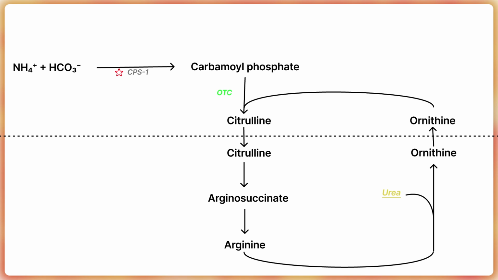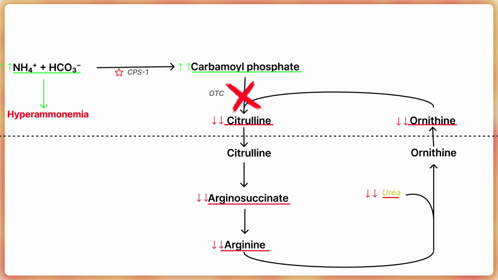So let's imagine that we knock out an enzyme like OTC. If we knock out OTC, carbamoyl phosphate can no longer proceed through the urea cycle. Thus, both carbamoyl phosphate and ammonia will build up, since they are upstream of the defective OTC. This, as we already know, leads to hyperammonemia. On the other hand, all intermediates that are downstream of the defective OTC, including urea, will decrease.